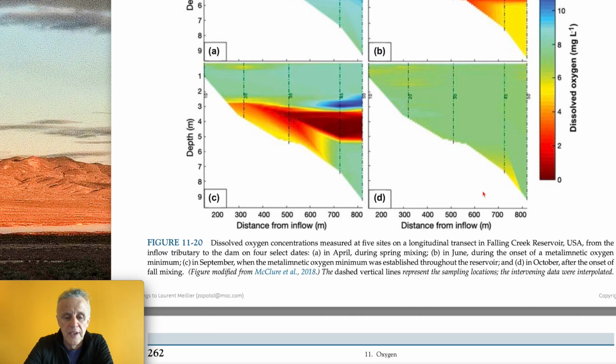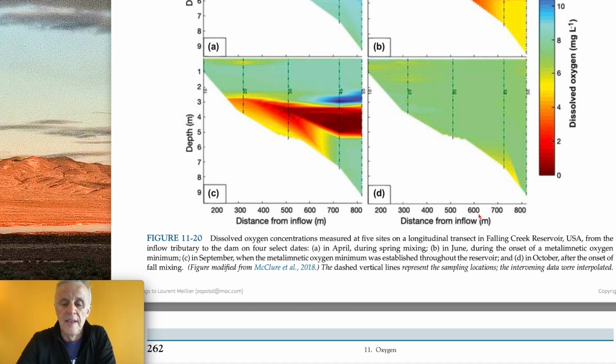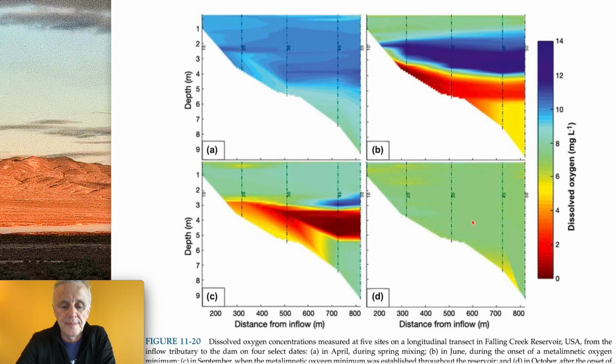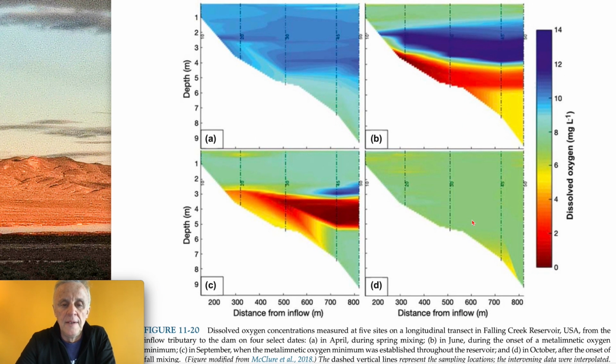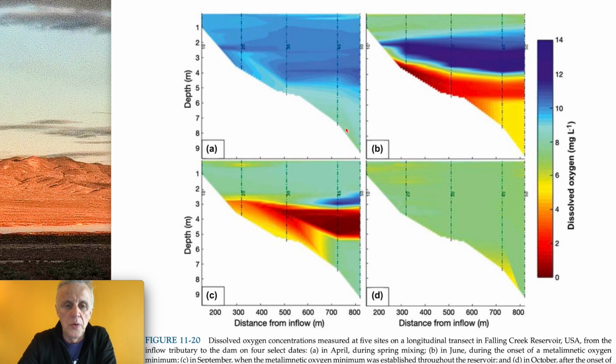Okay, so let's look at Figure 11-20 here. Dissolved oxygen concentration measured at 5 sites on a longitudinal transect in Falling Creek Reservoir from the inflow tributary to the dam on 4 selected dates: April, June, September, and October. So this is at 5 sites, 1, 2, 3, 4, and 5. Those are the horizontal lines of the site. So we're looking at the cross-section of that lake.